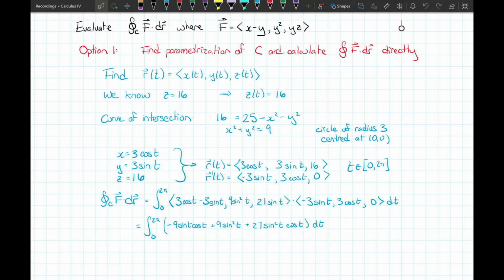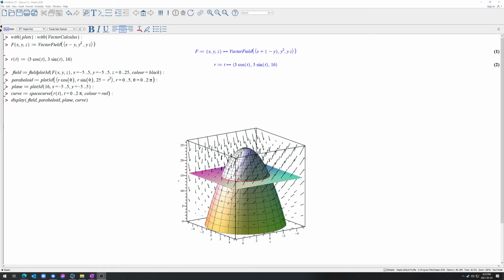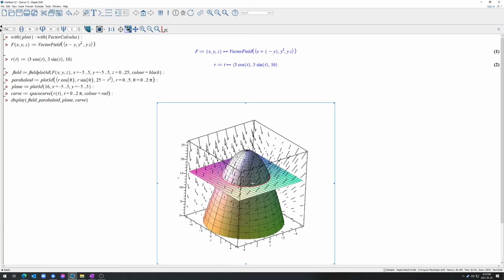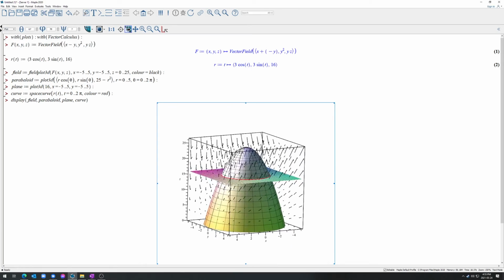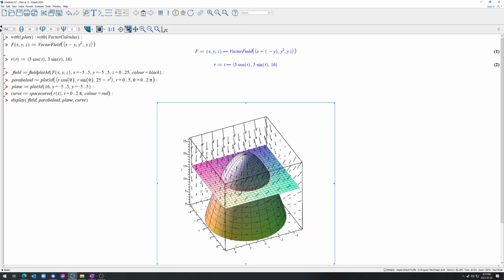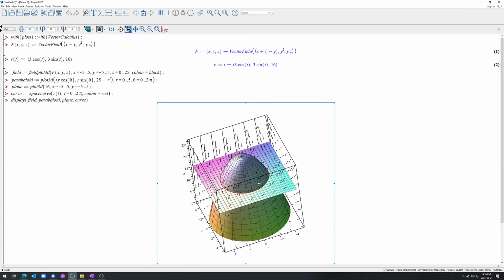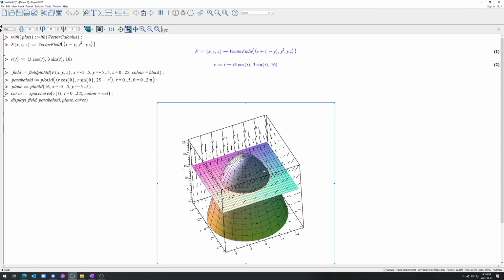In fact, there are two surfaces that will have this boundary curve. And maybe let's take a look and see what these surfaces look like in Maple. All right, I've plotted these as well as the vector field in Maple. And you can see the curve of intersection there was that red circle, just at z equals 16 and a radius of 3. Now that curve there is a boundary curve of two different surfaces.